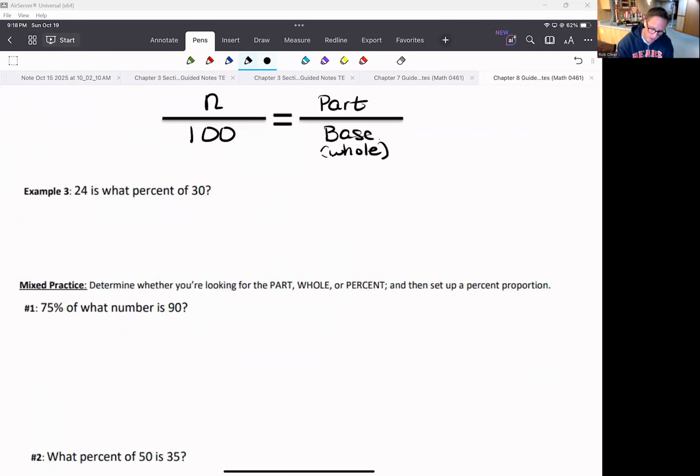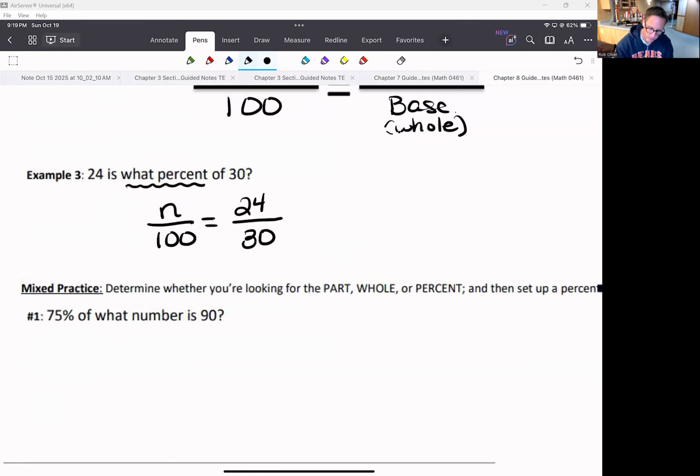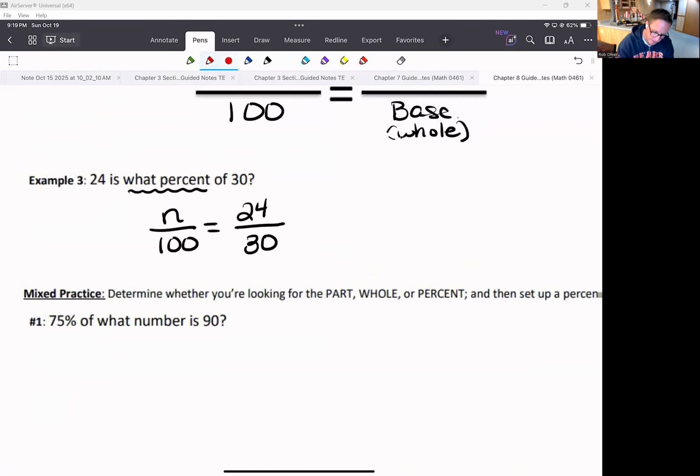Okay. So 24 is what percent? What percent means we don't know what the percent is. So n over 100 equals, and 24 is your part, 30 is your whole. And the cheat for that, remember, the is a good indicator of your part. The of is a good indicator that you're dealing with the whole or the base.